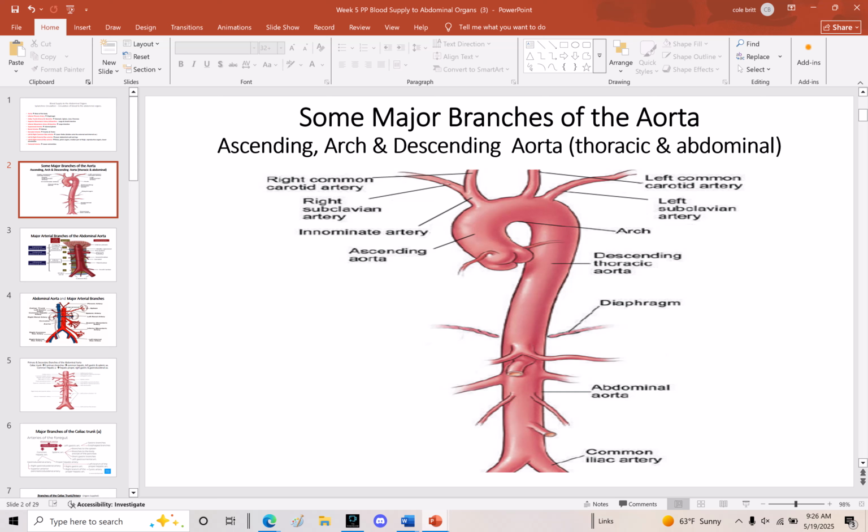And then common iliac arteries branch off of the abdominal aorta. This occurs in front of L4. And then this goes on down to the bottom of the pelvis and eventually the lower extremity. Where's the inferior mesenteric? Right here. Next picture, guys.